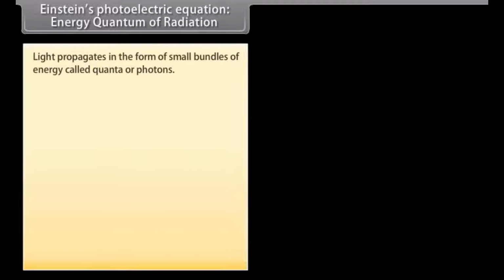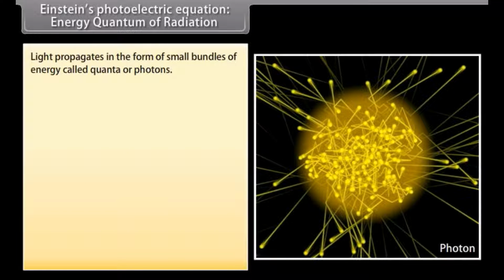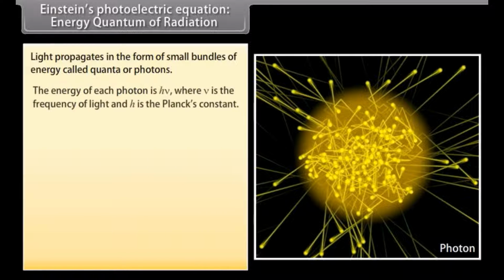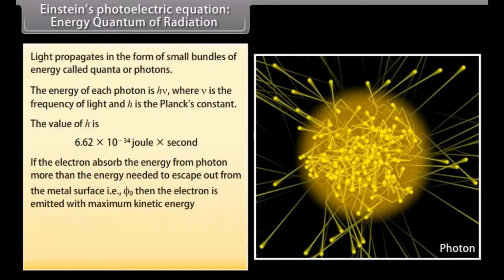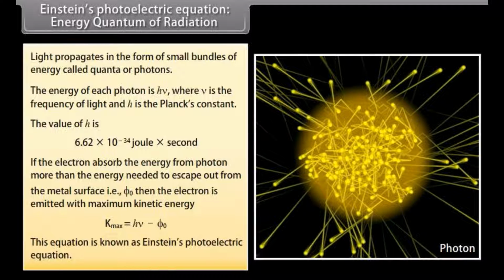Einstein's photoelectric equation. Energy quantum of radiation. Light propagates in the form of small bundles of energy called quanta or photons. The energy of each photon is hν, where ν is the frequency of light and h is Planck's constant. The value of h is 6.62 × 10^-34 joule second. If the electron absorbs energy from a photon more than the energy needed to escape from the metal surface, that is φ0, then the electron is emitted with maximum kinetic energy Kmax, which is equal to hν minus φ0. This equation is known as Einstein's photoelectric equation.